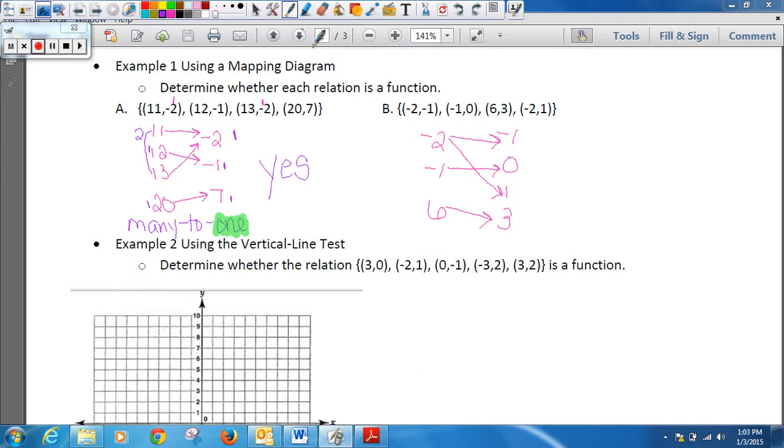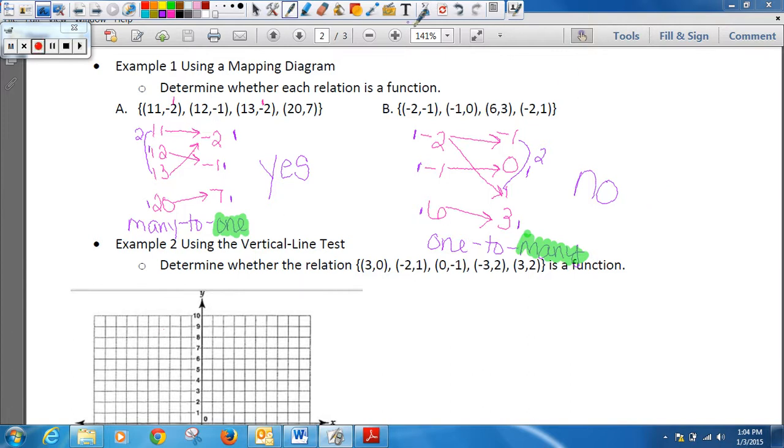This -2, this one input, goes to both of these outputs. -1 then is the only one that goes to 0, and 6 is the only one that goes to 3. So if I notice, my inputs all are 1, 2, and then if I look at my outputs, there is a 2 there. So that's 1 to many. Remember, in order to tell if it's a function, you always look at the output. Since this output is many, this would be no, not a function.